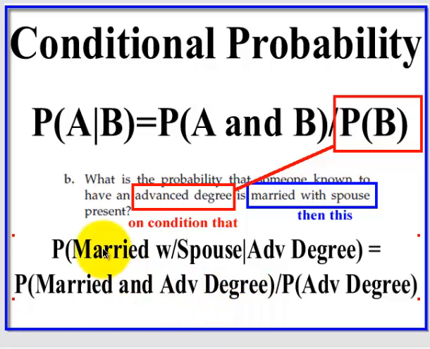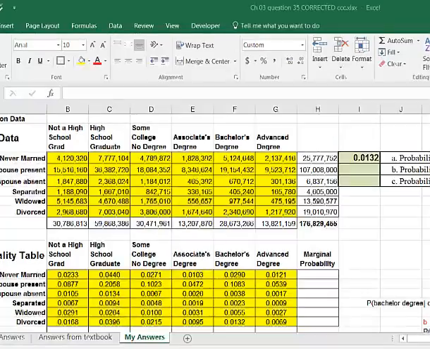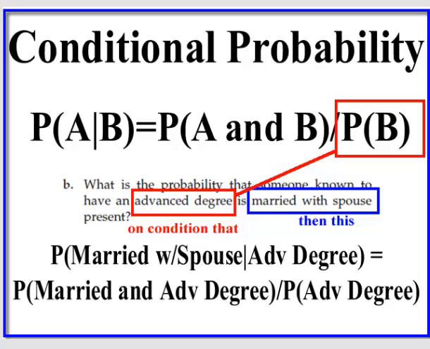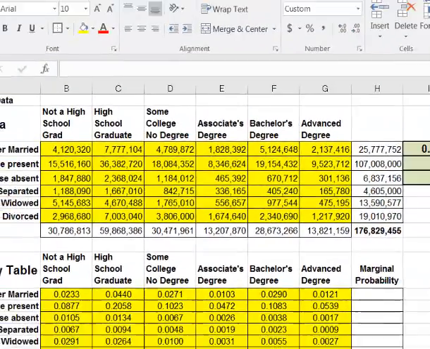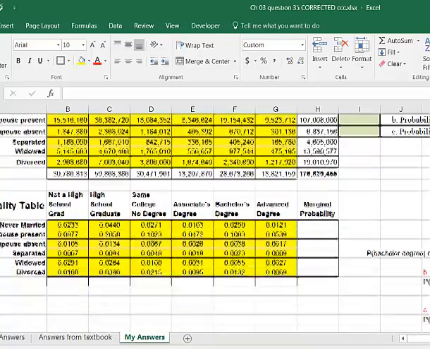The probability of married with spouse given that they have an advanced degree, or probability that they're married with a spouse on condition that they have an advanced degree. And then the rest of it is just mathematical. So let me go ahead and punch this out. All right, I'm already confused here. So the probability of married and advanced degree divided by probability of advanced degree. Let's get this going. So probability of married and advanced degree.